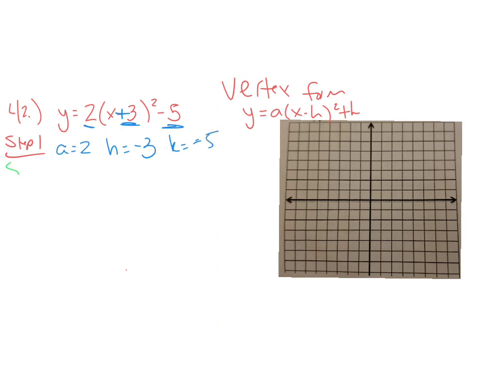Step 2. Find the vertex. The vertex is just h and then k, so I just put negative 3, negative 5. I'm actually going to plot that. So I'm going to go left 3 and then down 5. I'm going to put my dotted line there. Remember, that's our axis of symmetry. You don't have to do that.